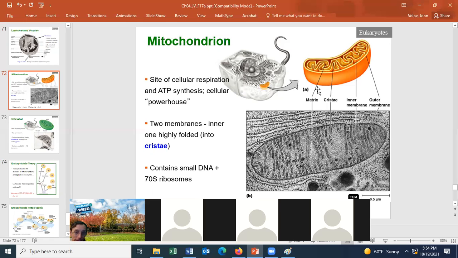Here we're looking at a mitochondria, and you'll notice that it has two membranes, an outer membrane, and then an inner membrane, which is highly folded on itself. Now, this is an actual electron microscopic image of a mitochondria. The cristae is, let me see if I can blow that up.